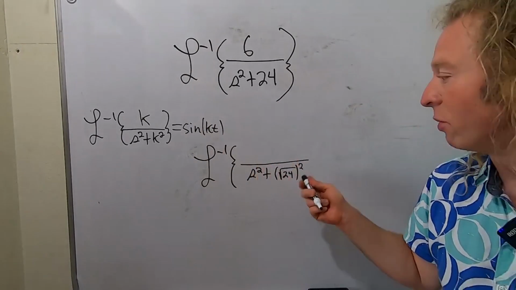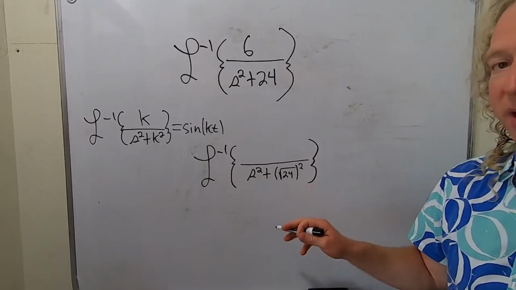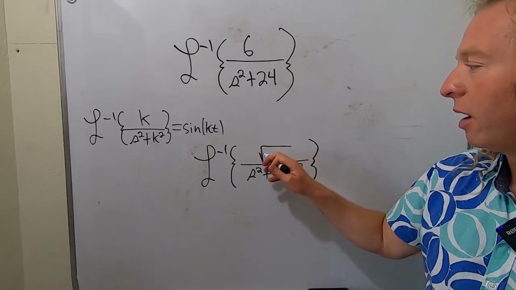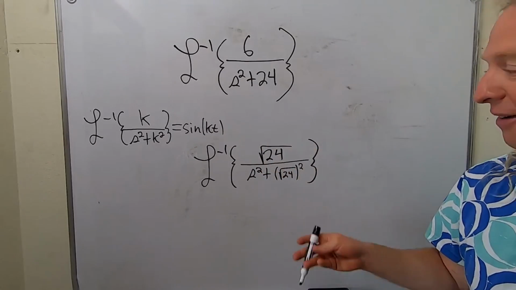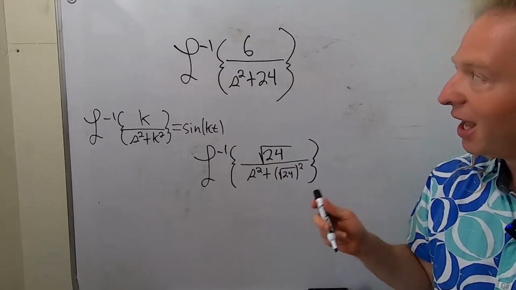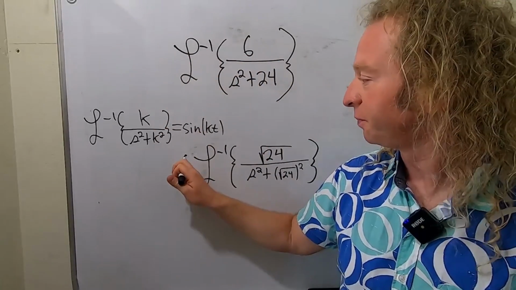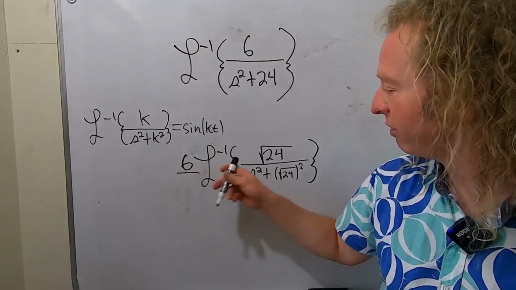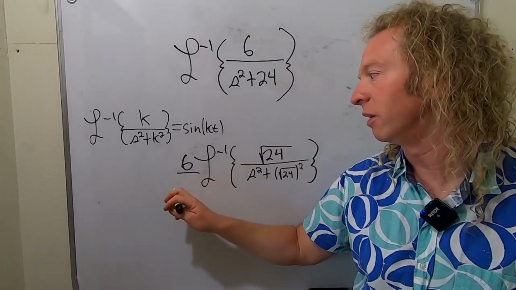That's the thing, see? So what we do is we can just put it there because we can do whatever we want as long as we make it better. So I'm just going to put it there. And then the 6, you can pull it out. And then to get rid of this square root of 24, I'm going to put it here.